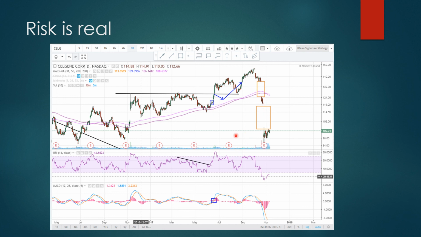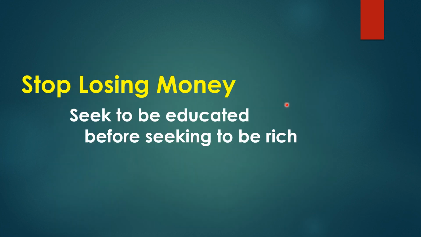Risk is real. Don't think that you're smarter than everybody else. Manage your money. Position sizing is huge. So stop losing money. Seek to be educated before seeking to be rich.